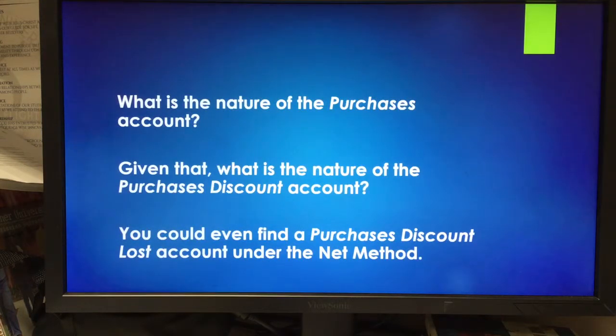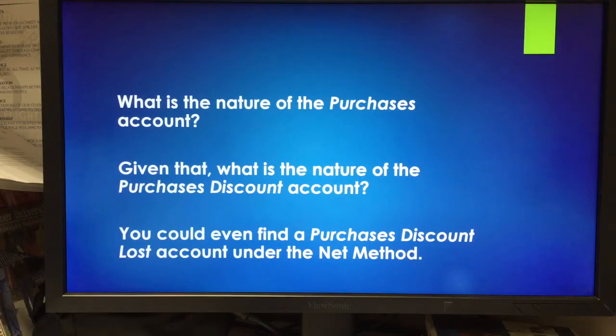Now, what's the nature of the purchases account? Well, remember, purchases represents an expense account. And so under the periodic system, we are debiting purchases, an expense account, when we buy inventory. Under the perpetual system, we're debiting inventory, an asset account. Hopefully you'll remember it all works out fine through the adjusting entries and closing entries at the end of the period. But notice here, if in fact purchases represents an expense account, then purchases discount represents a contra expense account.